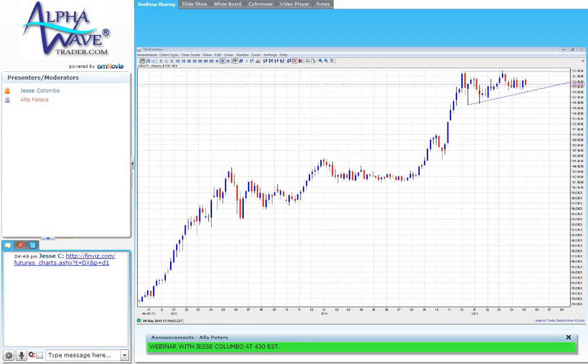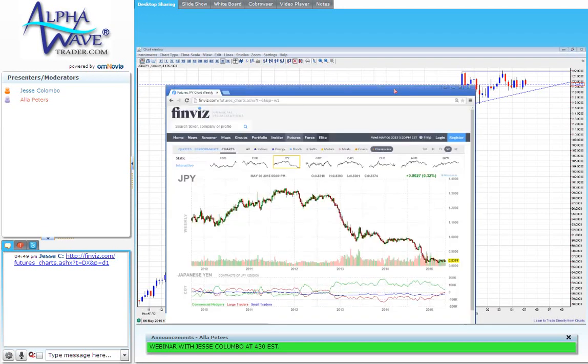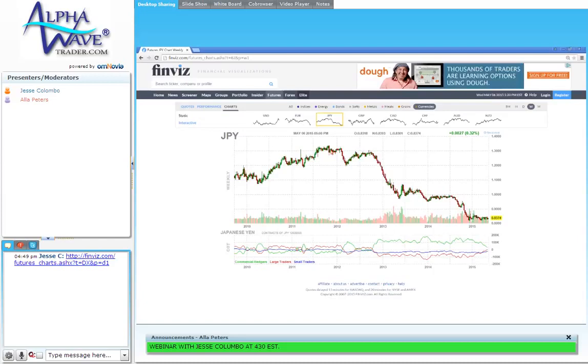Here's the Japanese yen futures. You can see it looks like it's just the opposite, because this is the Japanese yen versus US dollar. What's interesting is the Japanese yen futures in the United States are priced in dollars. But it's really the same implications here.